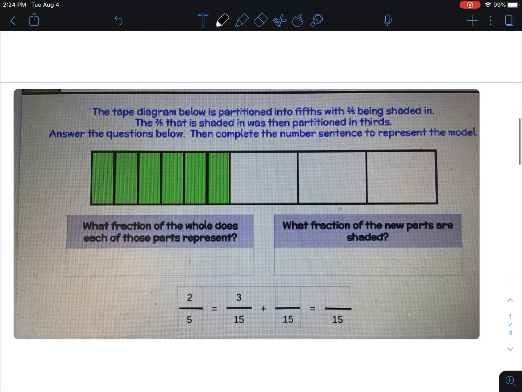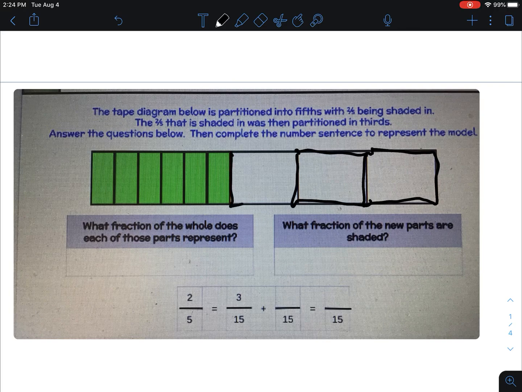Okay, second type of problem. Right here, this says, the tape diagram below is partitioned, or divided, into fifths, with 2/5 being shaded. So they're telling you it's divided into 5 sections, but it may be hard to see here. So what you should do is, you have to start seeing this with your eyes. And if it was on paper, it'd be easier because you could draw over it. But you can do this on your independent practice. You can write on top of it, I think.